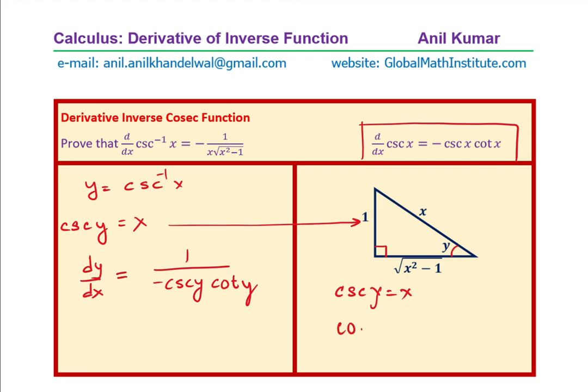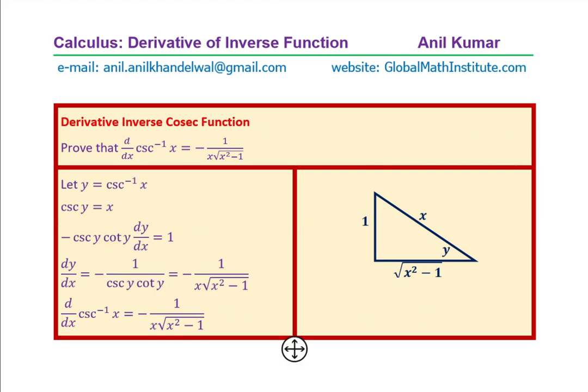And what is cot y? Cot y, you can see from here, is the reciprocal of tan, which is square root of x squared minus 1. You can substitute these values and get your result. You get the idea, right? So it is negative of 1 over x square root of x squared minus 1. Is that clear to you? So this is a very easy way of remembering, since you know what the derivative of cosecant x is.